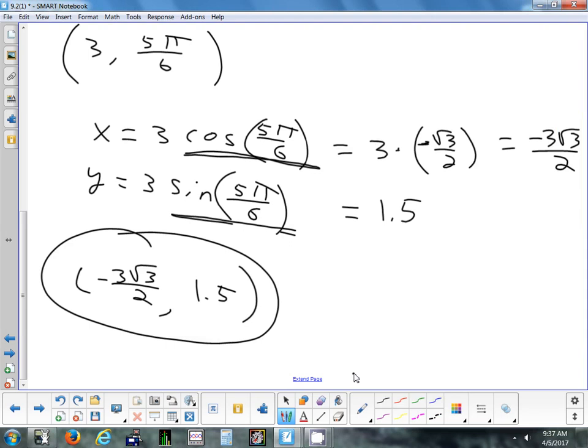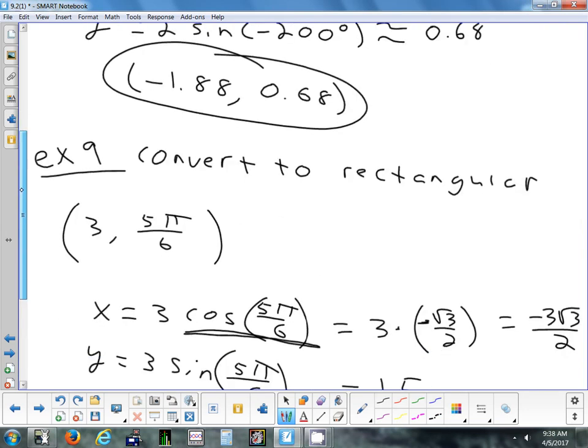The only time you can do it as an exact answer is when your angle is a multiple of what number? 30 or 45. And I know pi over 6 is 30. So this is a multiple of 30. It's 5 times 30. Okay, so any questions on converting to rectangular?